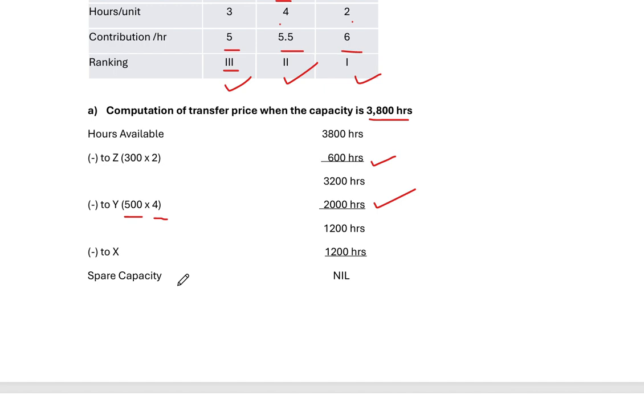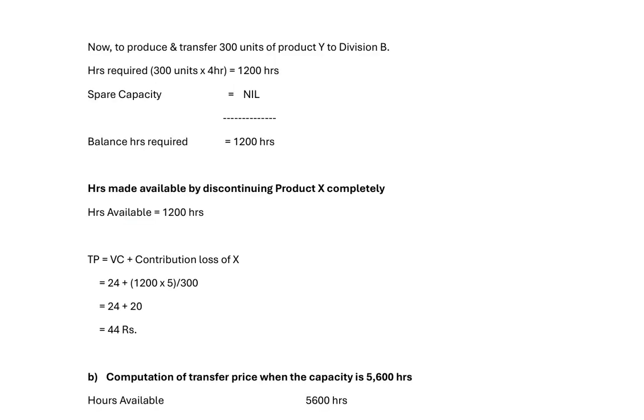And now we have left this spare capacity with the nil. Now to produce and transfer 300 units of product Y to division B, hours required 300 units into 4, total 1200 hours, but we are left with spare capacity nil. Here balance hours required to produce further units for division B is 1200 hours.